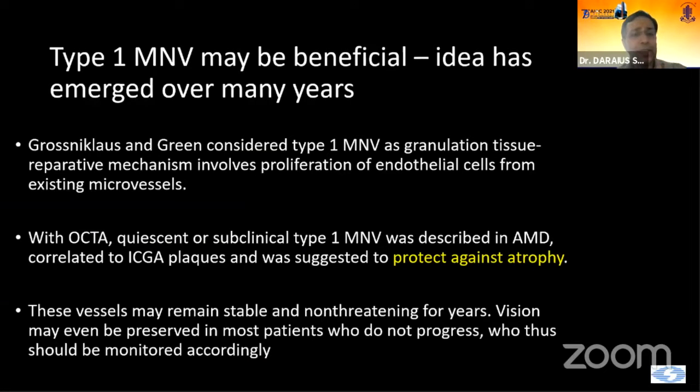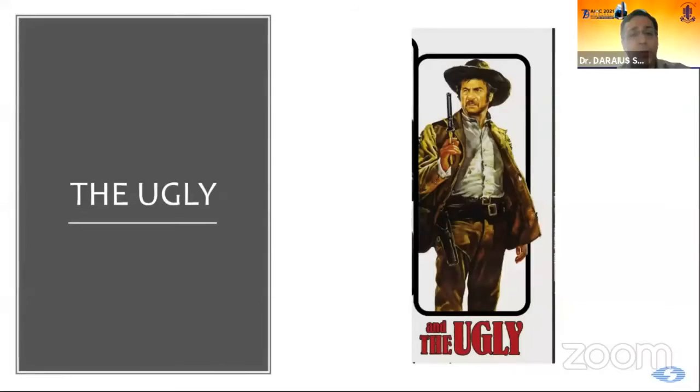So again, we come back to the same point that the type 1 MNV, the neovascularization, may be beneficial. And this idea has emerged over many years. I think Klaus and Green from Wills Eye Hospital, who were pathologists who did ocular pathology, considered the type 1 as a granulation tissue. And they found a reparative mechanism involving proliferation of this. And it is found that with OCTA, the quiescent or subclinical CNVM is correlated to ICG plaques and protects against atrophy. And these lesions remain stable and non-threatening for years. Vision may be preserved and these should be monitored accordingly.